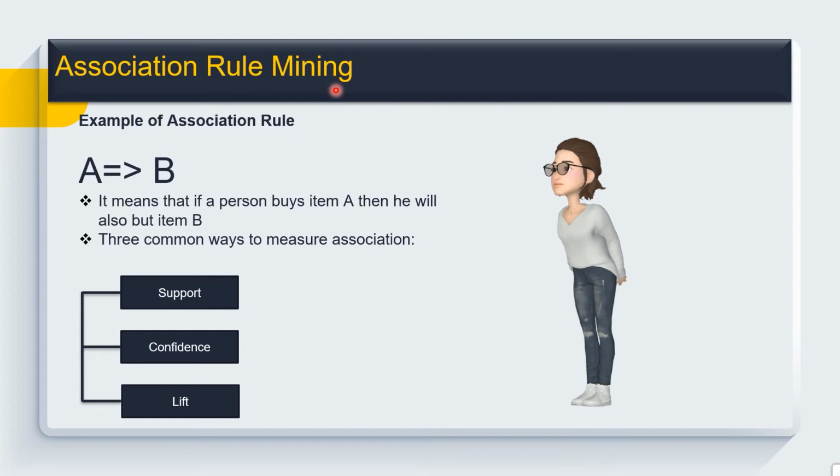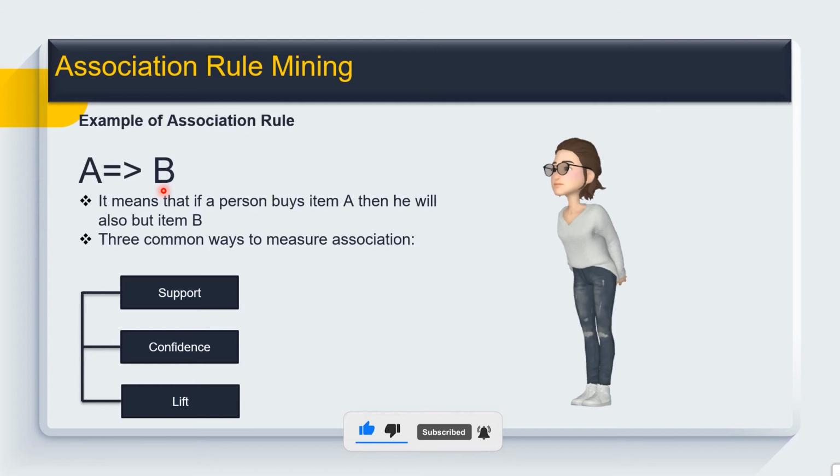For example, customers who purchased Sprite have a 60% likelihood of also purchasing jam, and customers who purchase laptops are more likely to purchase laptop bags. If we take an example of an association rule, A arrow B means that if a person buys an item A, then he will also buy an item B.